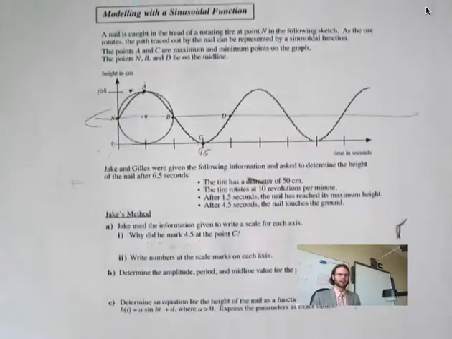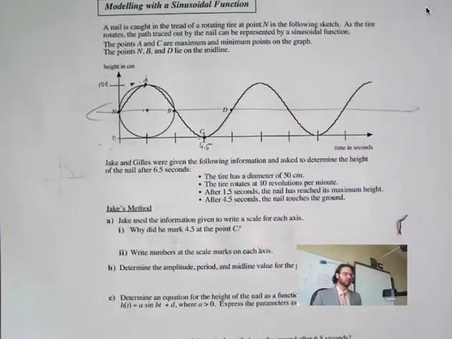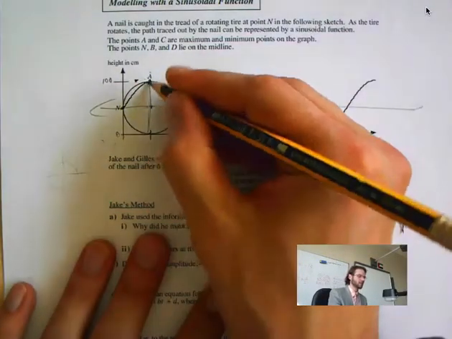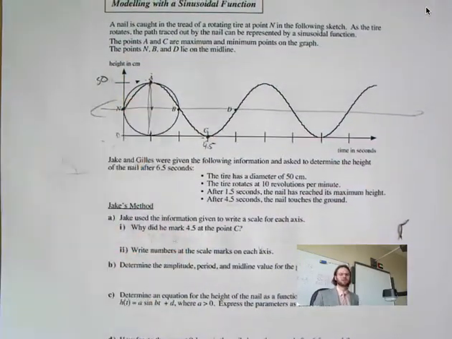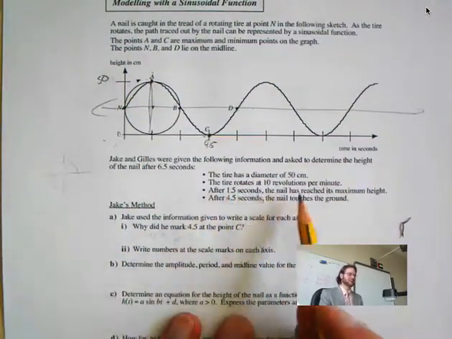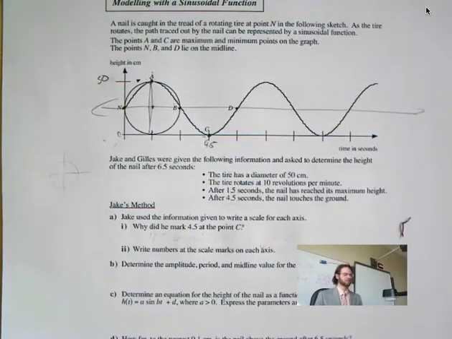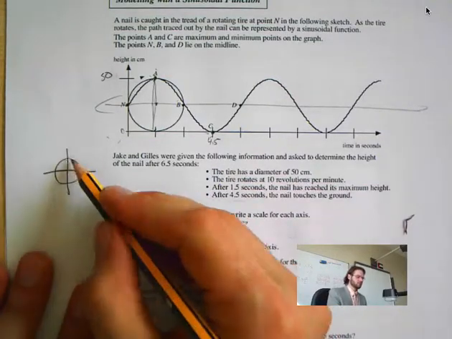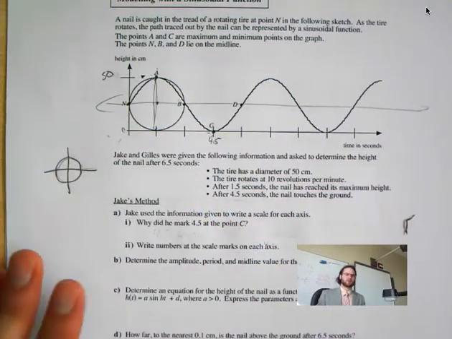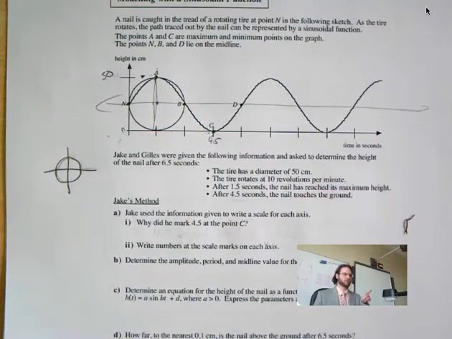Now, the next part says the diameter of the tire is 50 centimeters. So the diameter is the whole distance from top to bottom, 50 centimeters. Now the tire rotates at 10 revolutions per minute. Remember from before, revolutions, that's all the way around a circle. So all the way around the circle is one period, like a sine wave. So 10 revolutions per minute means there are 10 periods in a minute.